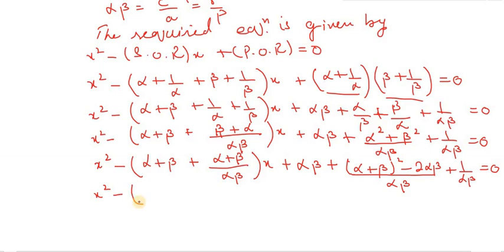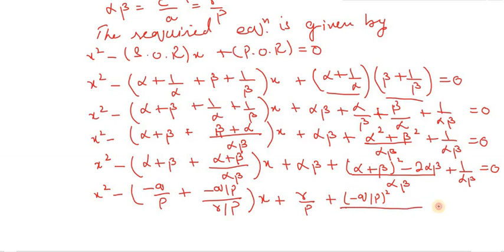x square minus, the value of sum of the roots is minus q upon p, plus minus q upon p, upon the product of the roots is r upon p, of x plus r upon p, plus minus q upon p whole square minus twice of r upon p upon r upon p plus 1 upon r upon p is equal to 0. After simplification, we get the required equation having the roots alpha plus 1 upon alpha and beta plus 1 upon beta.